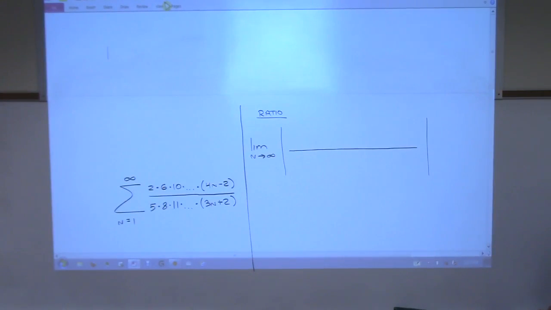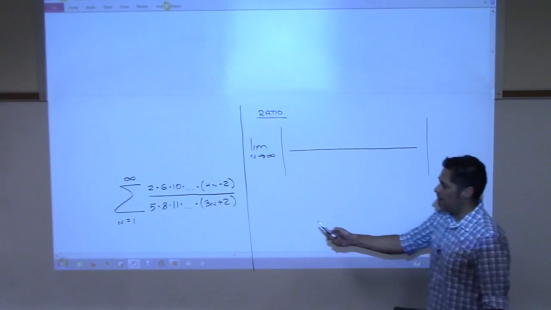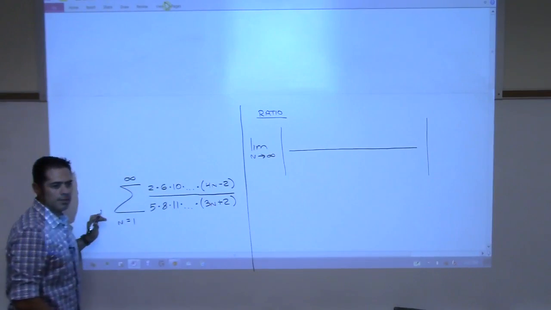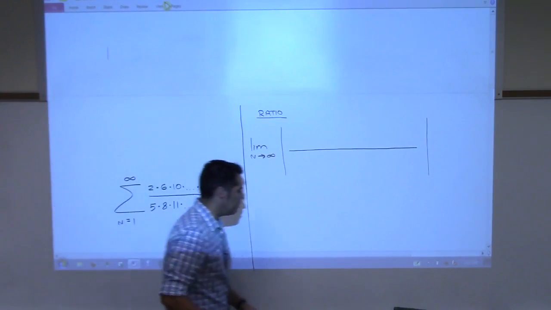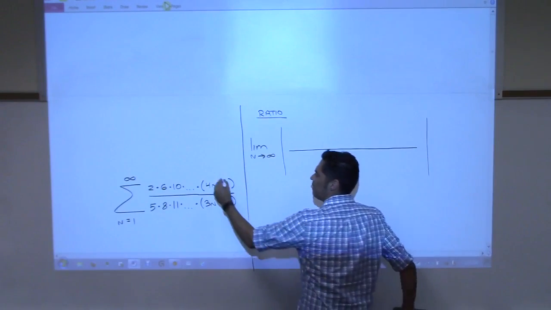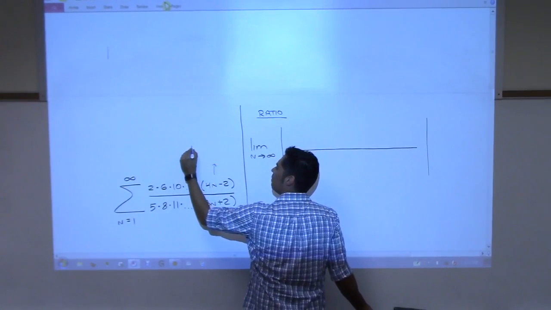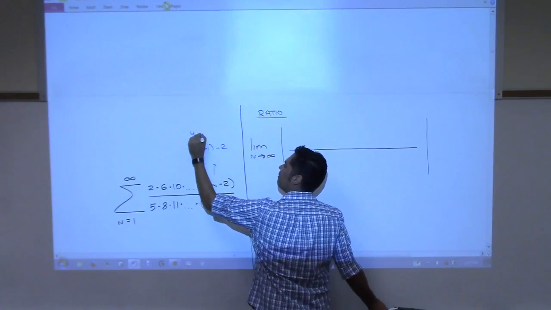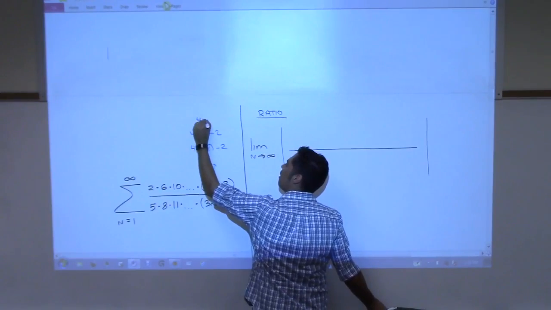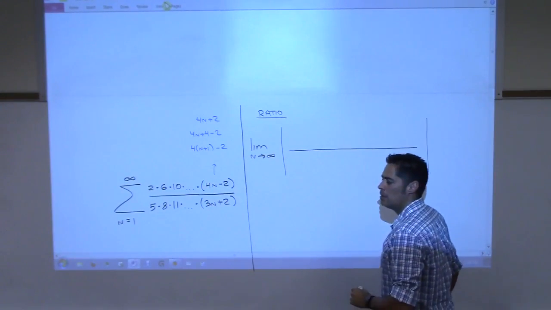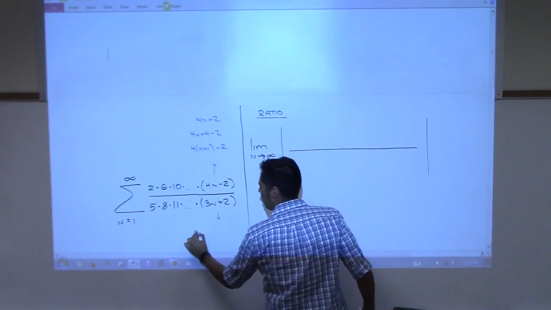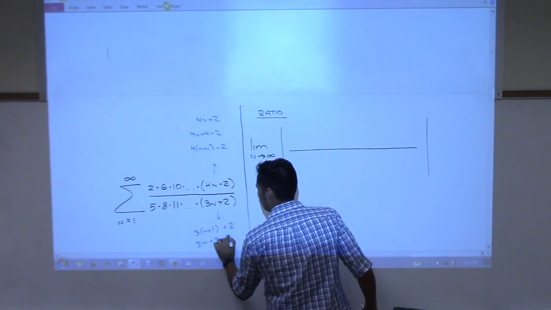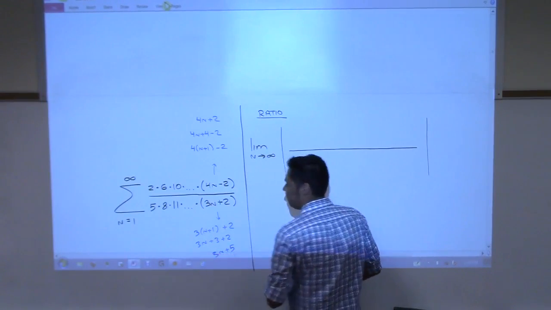Give myself some room here. What is a sub n plus 1? So you're going to this formula, right? This is our formula. And I'm going to replace the n's with n plus 1s. So let's just see what would happen if I replace that n with n plus 1. 4 times n plus 1 minus 2, which would be 4n plus 4 minus 2, which would be 4n plus 2. Agreed? And then this one, if I replace the n with n plus 1, 3 times n plus 1 plus 2, which is 3n plus 3 plus 2, which is 3n plus 5.